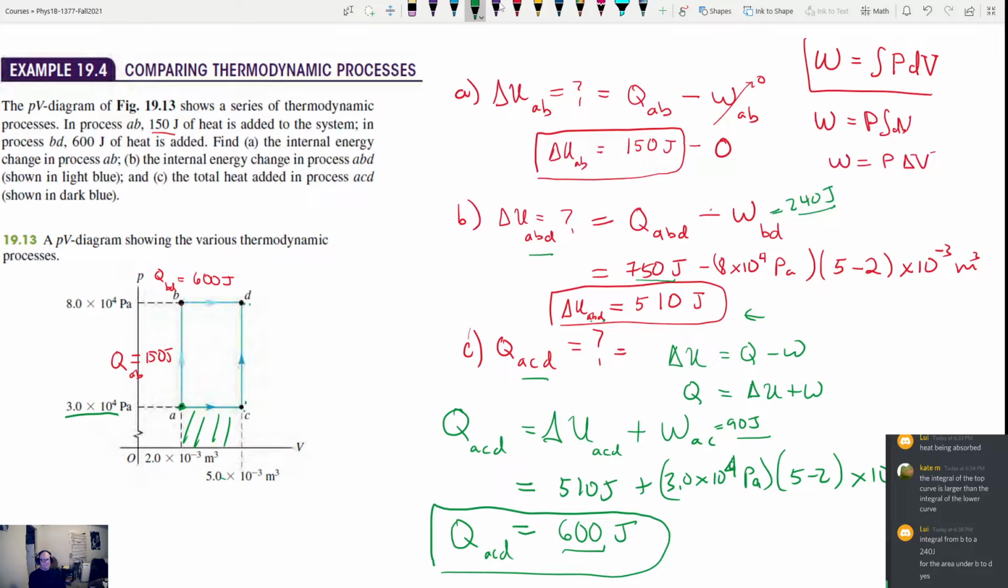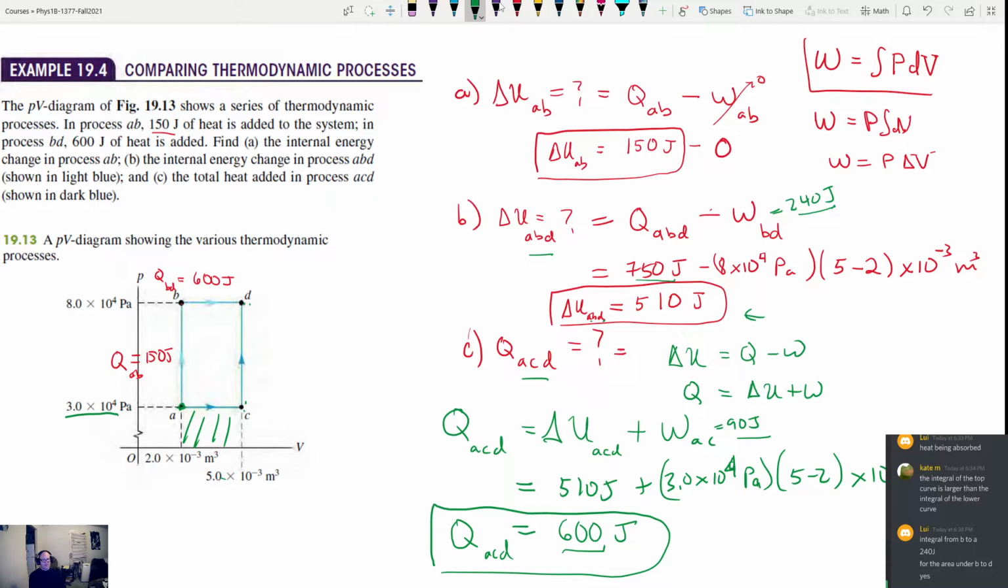So you might say that process ABD would be more efficient at producing usable work, right? It's more efficient, right? Because you put in 750 joules and you got out 240 joules, almost a third of the energy you put in came out as work, right? Whereas in ACD, you put in 600 joules and you only got 90 joules out, which is only about a sixth of the total amount of heat that you put into the system, right?